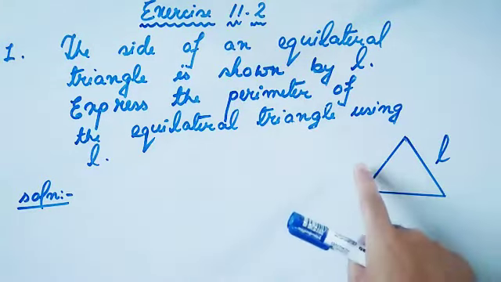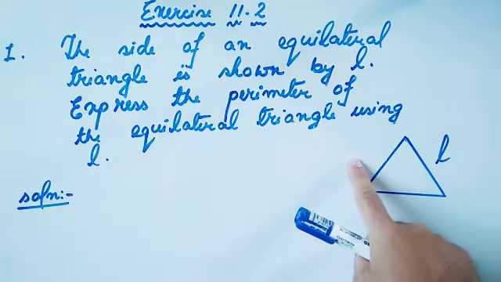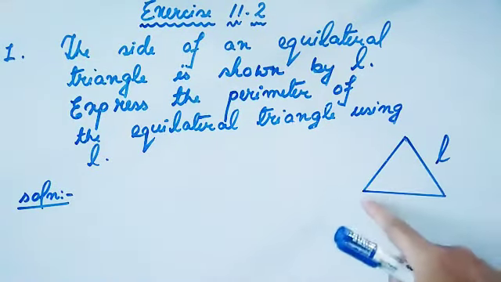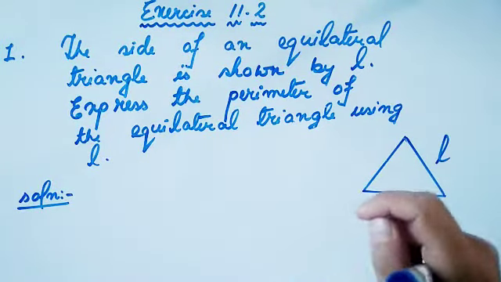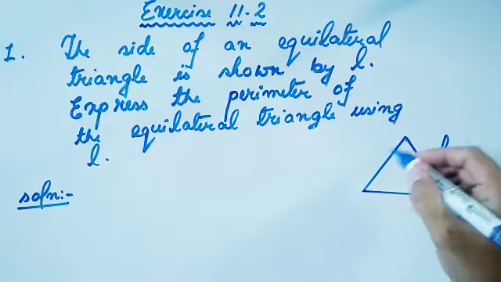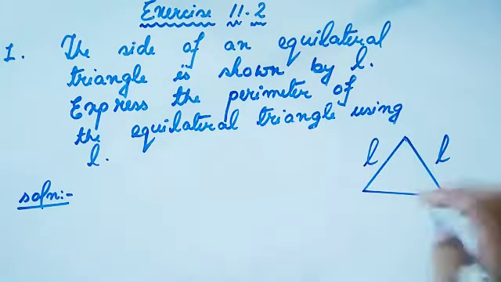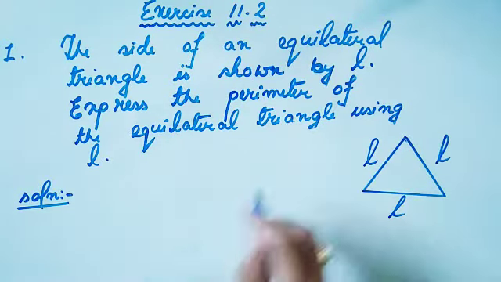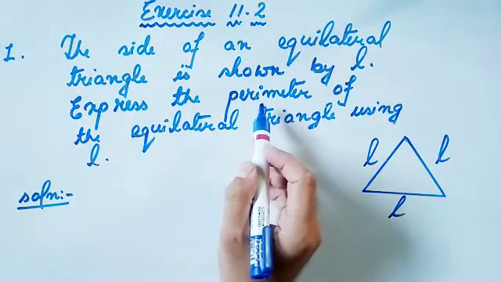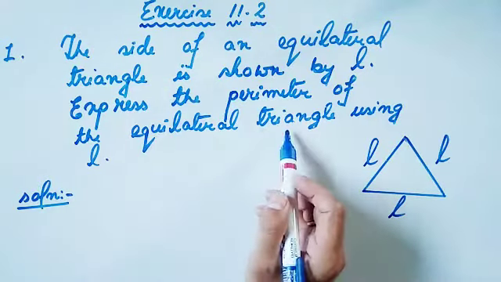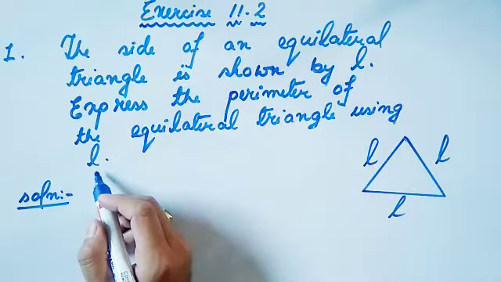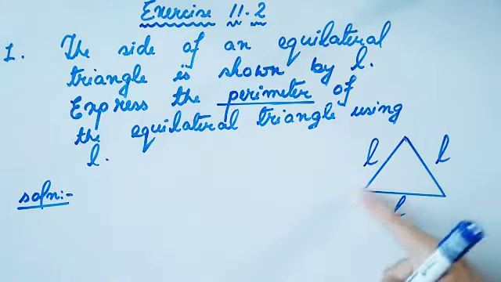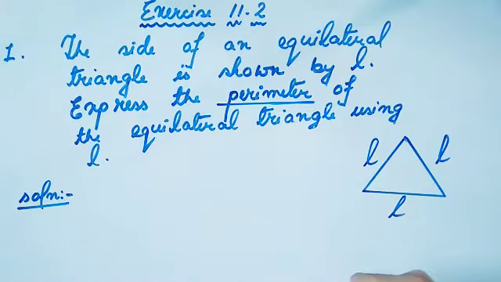Then what will be the length of these two sides? They will also be L, right? Why? Because in an equilateral triangle, all the sides are equal in length. So this side also will be L. The length of this side also will be L. Understood? Then it says express the perimeter of the equilateral triangle using L. And the question asks us to find the perimeter of this equilateral triangle.